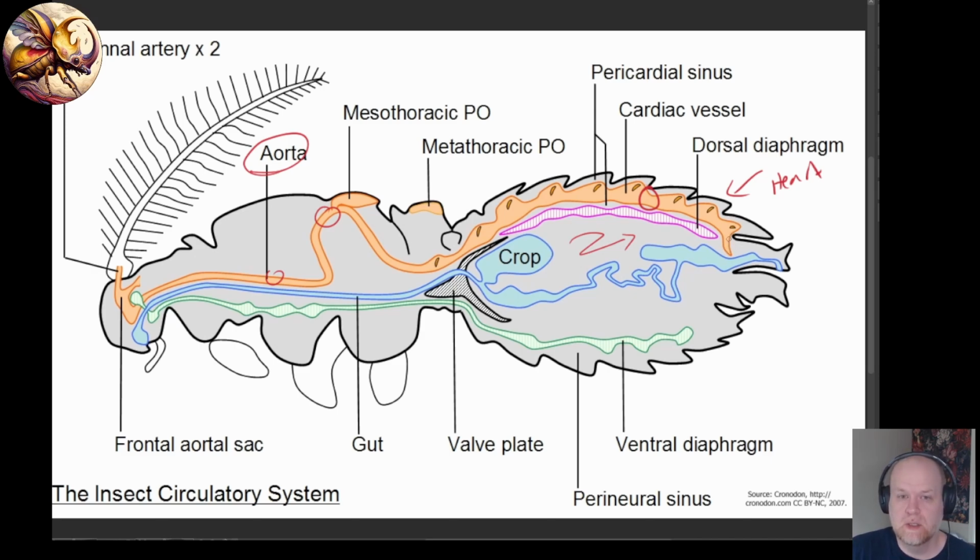This is a muscular tube, and in the rear of this tube, in parts of the thorax and in the abdomen, it's full of unidirectional holes called ostia. These holes allow the blood in, for the most part, but don't allow it to go back out. So the blood goes in through these holes, and then this entire tube is contracted, starting in the back, moving forward, and it pushes the blood towards the head.